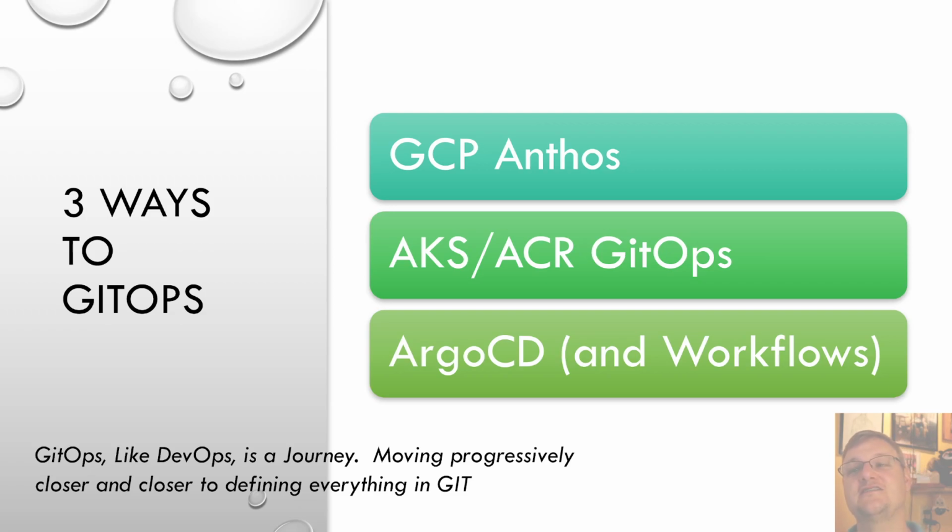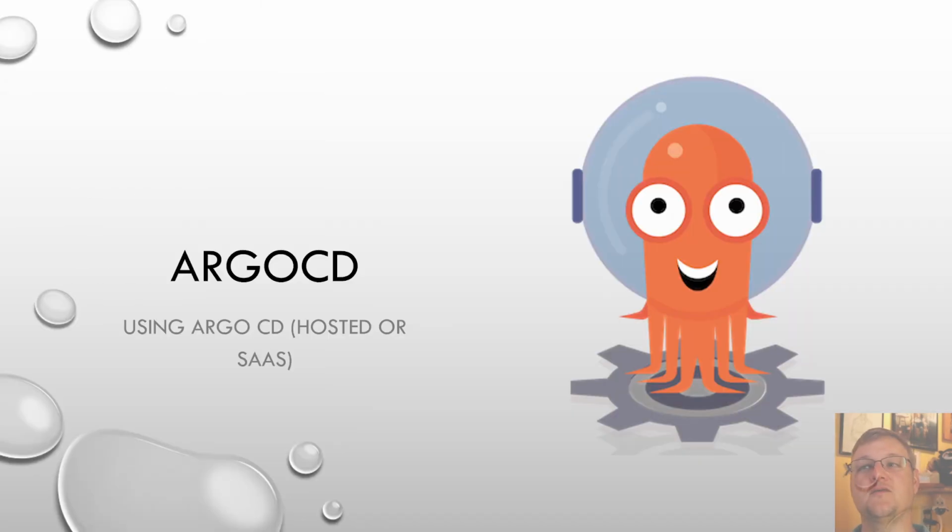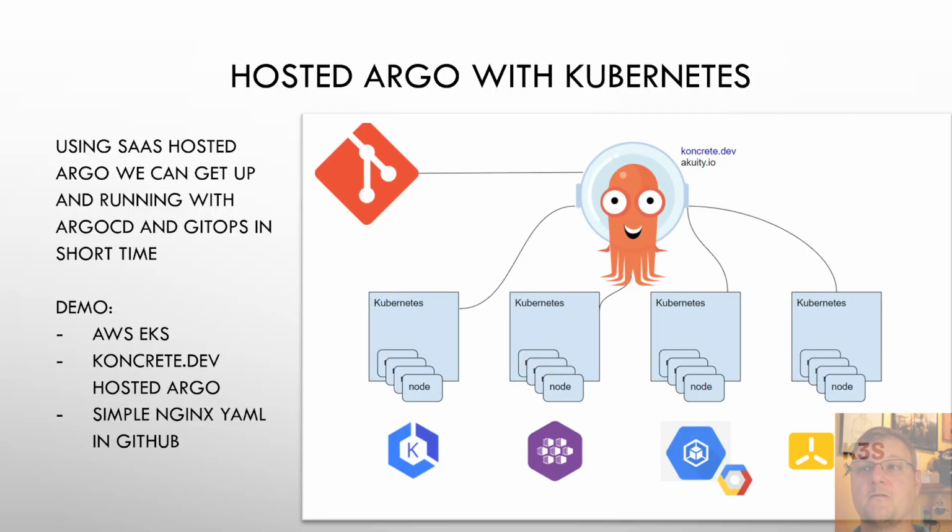We're moving progressively closer and closer to defining everything in Git, but we're not going to get all the way there. As I said, it's a path that we're heading down. So we'll start with ArgoCD. And you can use ArgoCD hosted, or there are SaaS offerings. So with Argo, you have an orchestrator, the ArgoCD operator, and you can install it in your own cluster or a control cluster, or there's things like Akuity.io or Codefresh that'll offer you a hosted Argo.